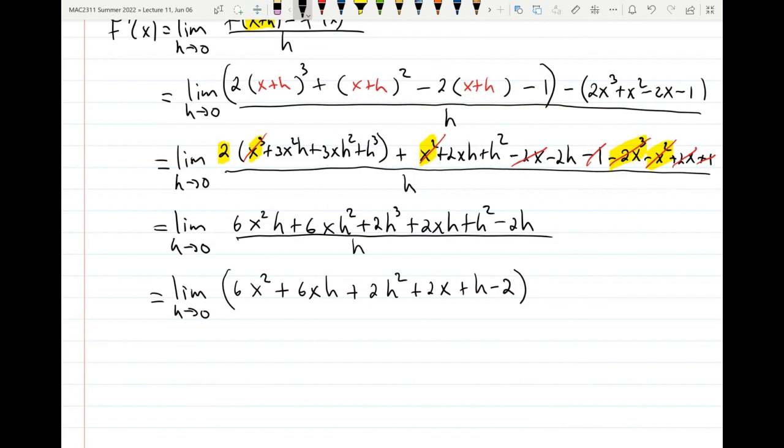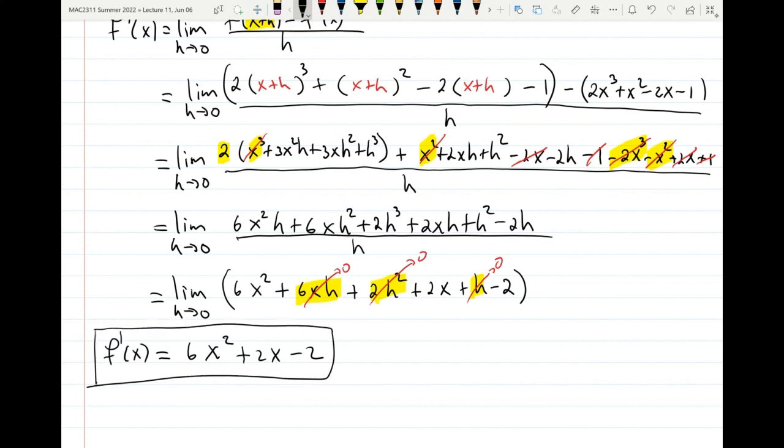Let's take the limit. Everything that has an h is gone, right? When we take the limit, this is gone, this is gone, this is gone. So it goes to 0, it goes to 0, it goes to 0. And what's the answer? 6x squared plus 2x minus 2. So the derivative of the function is this.